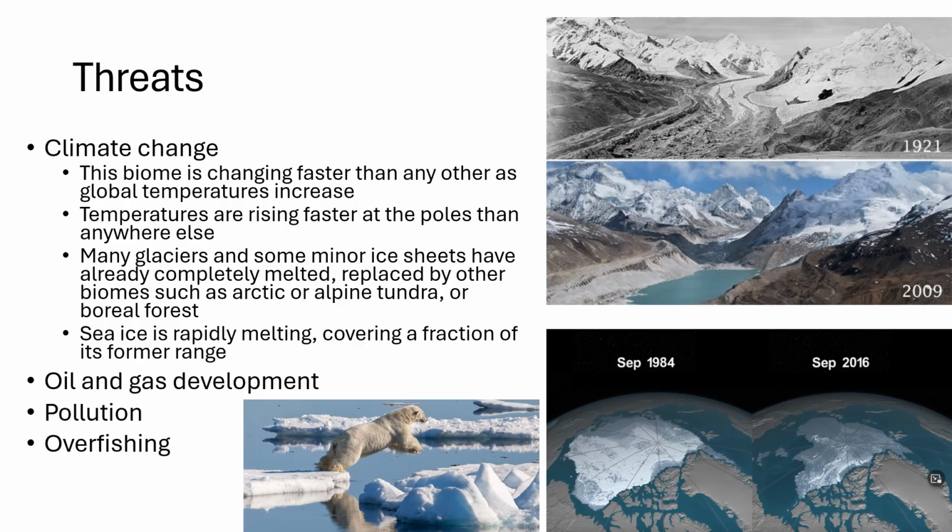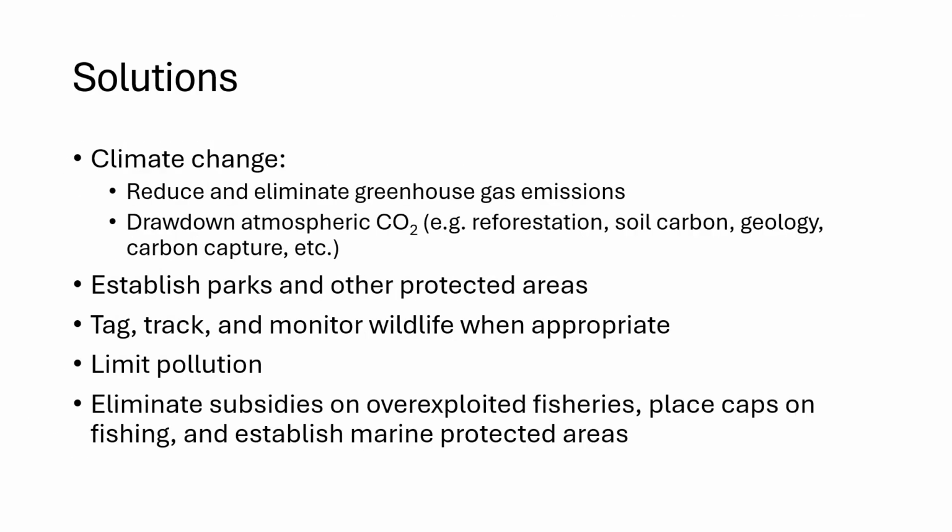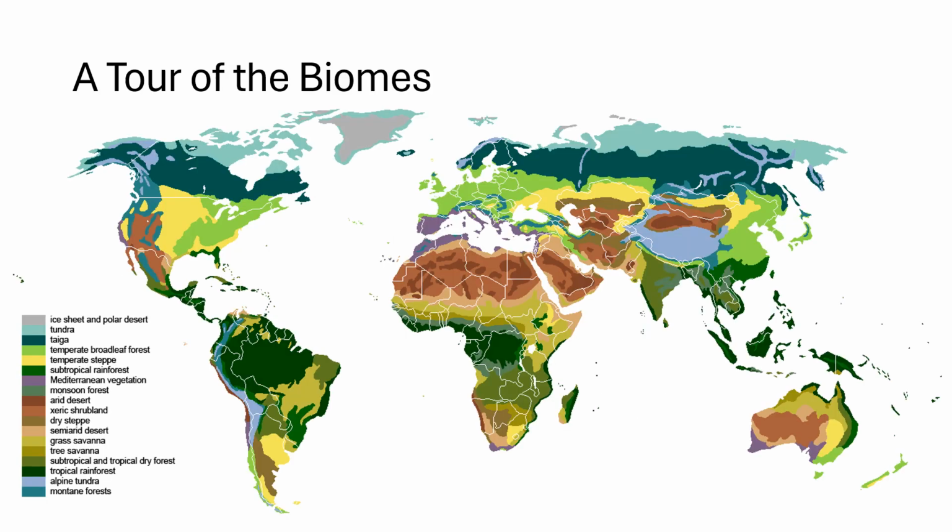We also have oil and gas development. Like I said with the tundra, as the ice melts, the oil and gas industry sees that as an opportunity to drill for more oil and gas. Pollution and overfishing are also threats. And then the solutions for those threats: for climate change, reducing CO2 emissions and drawing down CO2 from the atmosphere, establishing parks and other protected areas, limiting pollution, etc. And then again, Antarctica is not represented in this diagram, but we do have the large ice sheet of Greenland that is shown on this diagram.